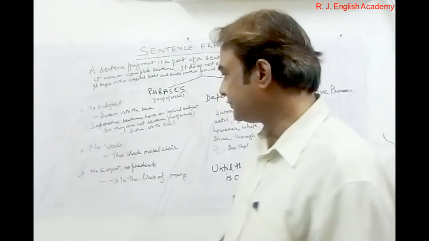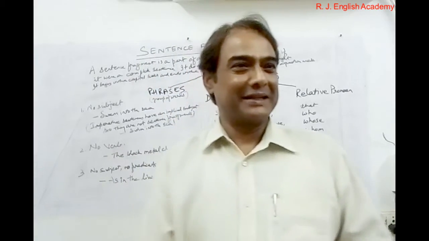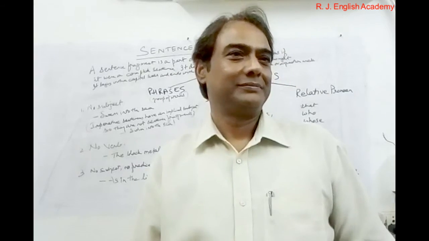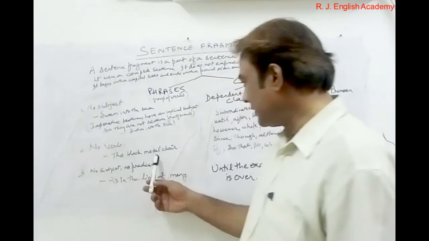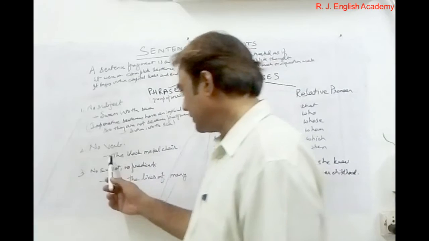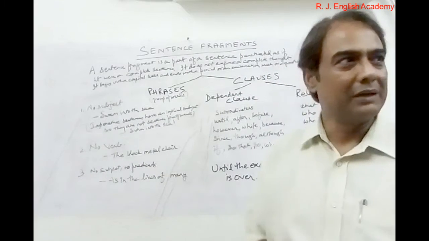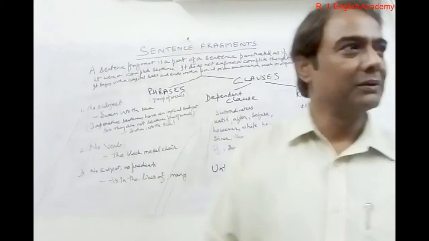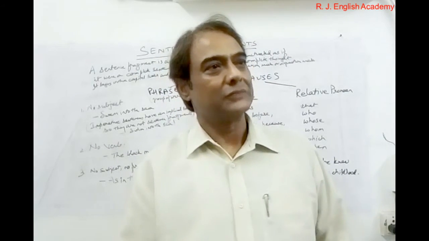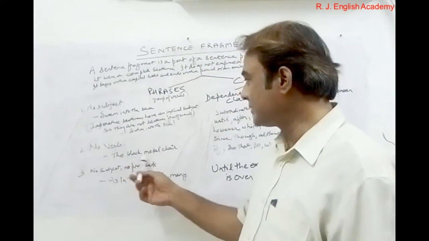Now second is no verb. So without a verb, a sentence cannot be formed at all. A sentence needs a verb. The most important part of a sentence is a verb. But here we have no verb. The example we stated is the black metal chair. Where is the verb here? Black is an adjective. The is the definite article. Metal, noun. Chair, noun. So there is no verb. So no verb in the phrase, the black metal chair.